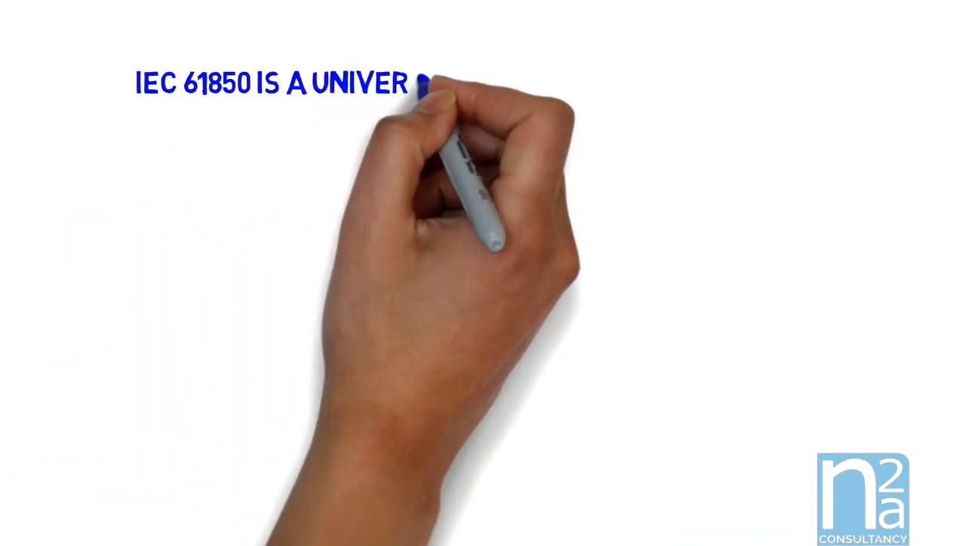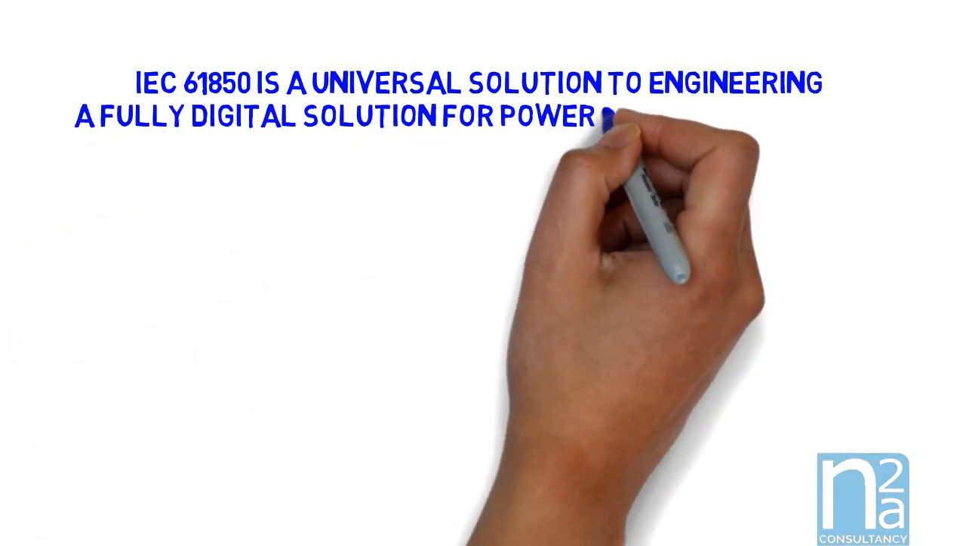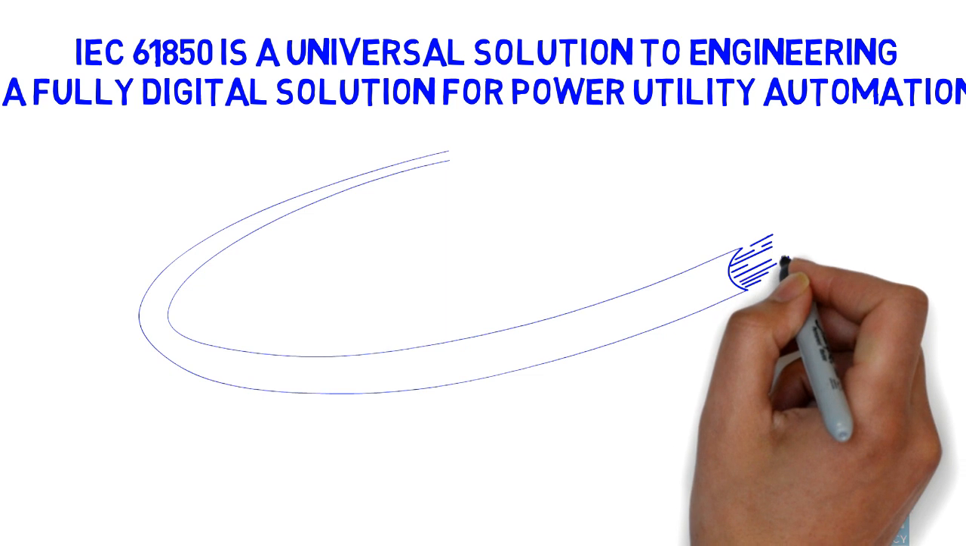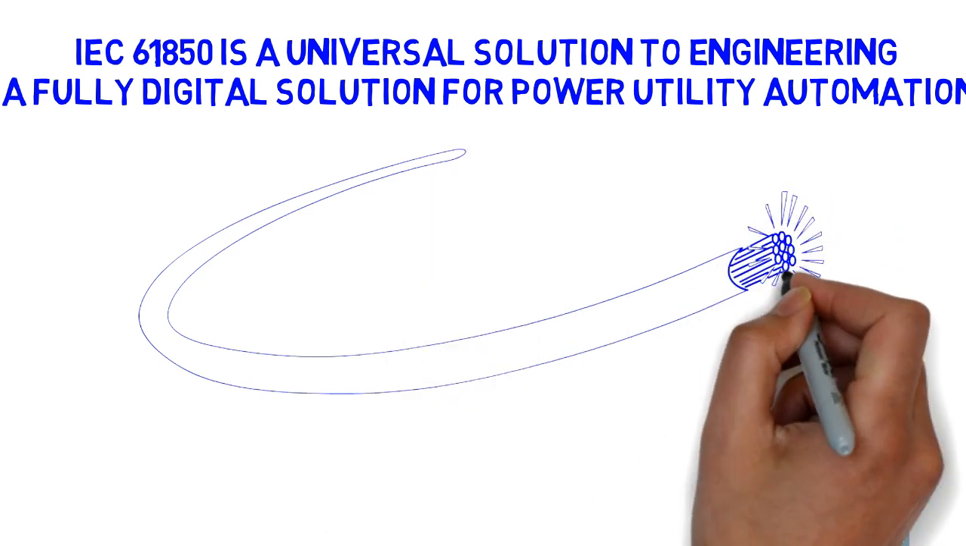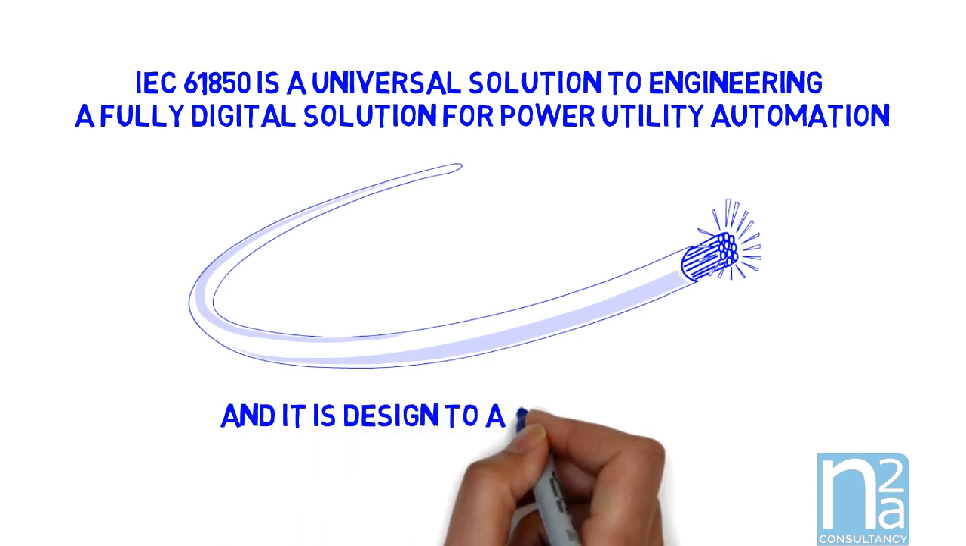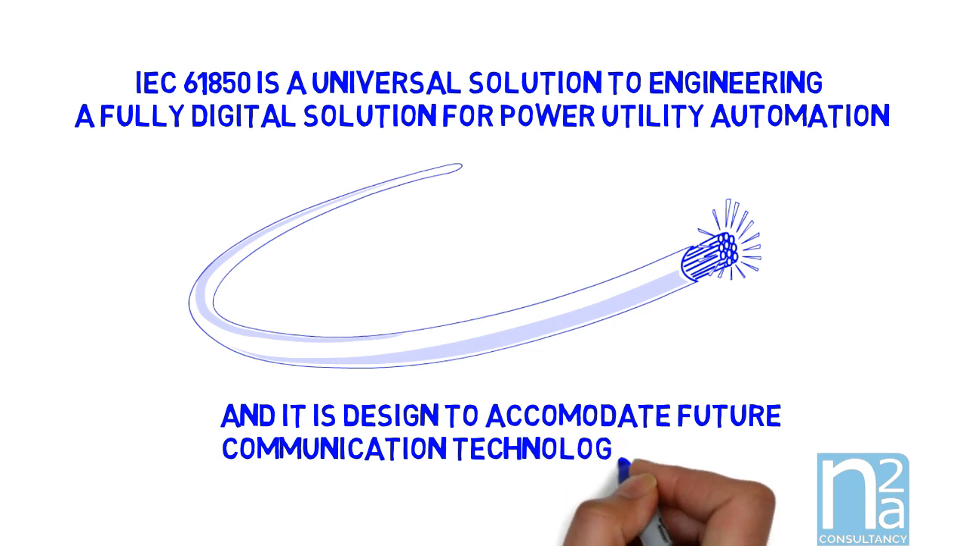To summarize, IEC 61850 is a universal solution to engineer a fully digital solution for power utility automation. It is built in a way which can accommodate the future evolution of communication technology. It allows easy reconfiguration of the system without physical intervention on the ground. It allows multi-vendor solutions.